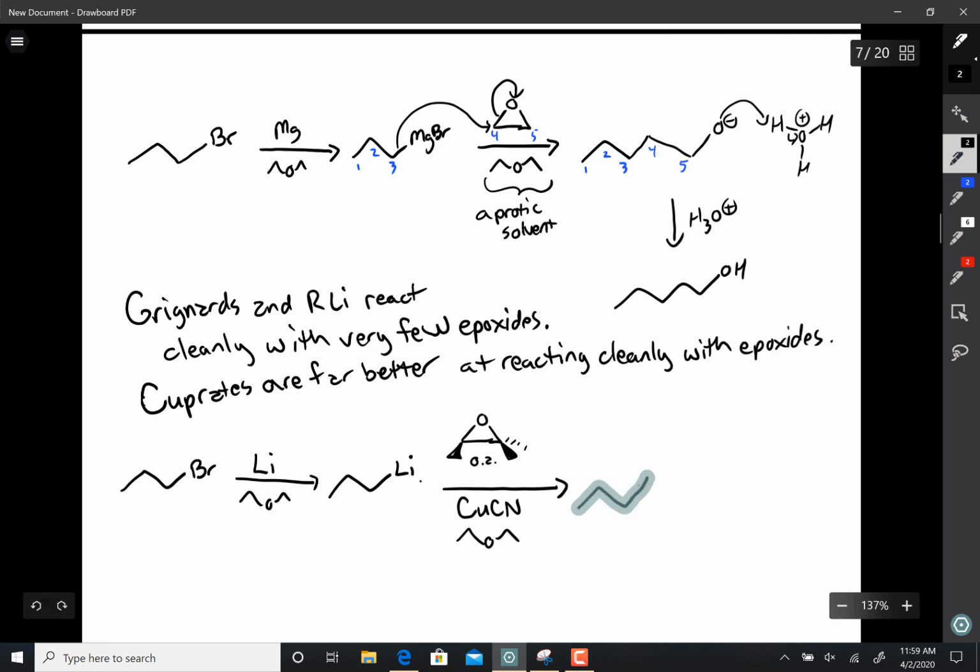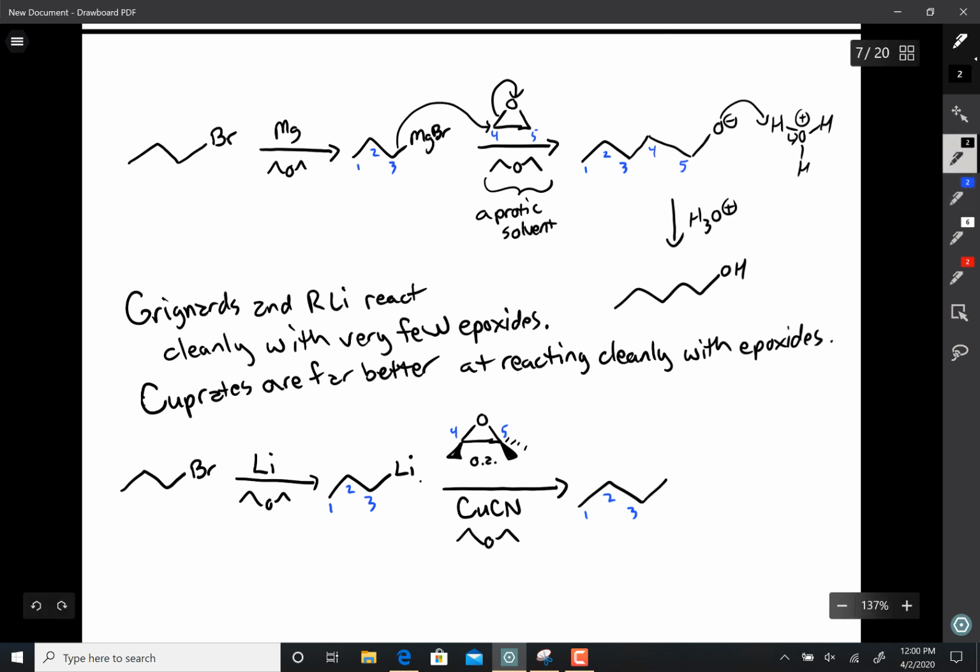and you end up performing the same reaction as up above. Only in this case, it's a lot more complicated. 1, 2, 3, 4, 5. So again, we have the 3 carbons. 1, 2, 3. The nucleophilic carbon is carbon 3.